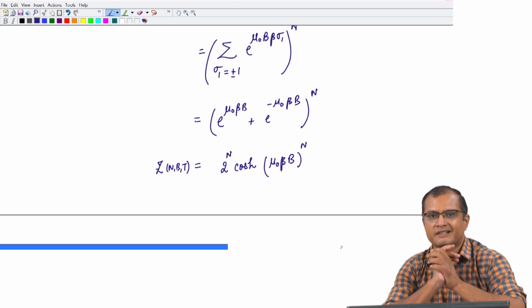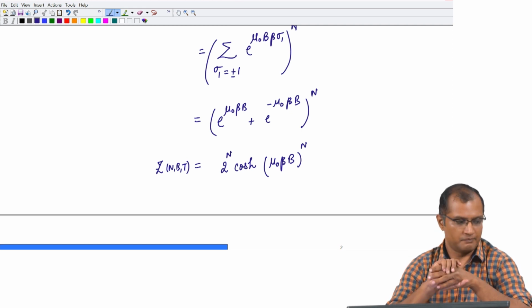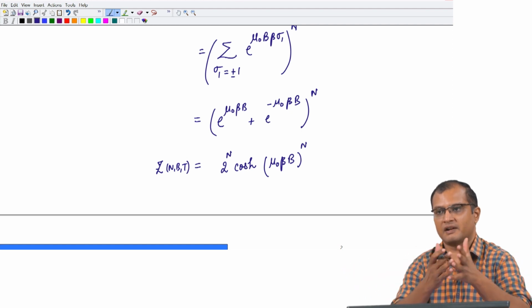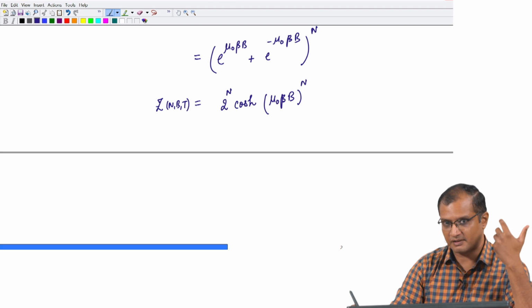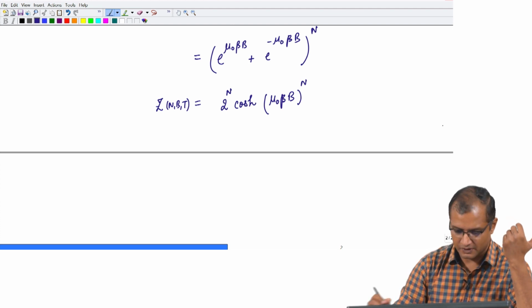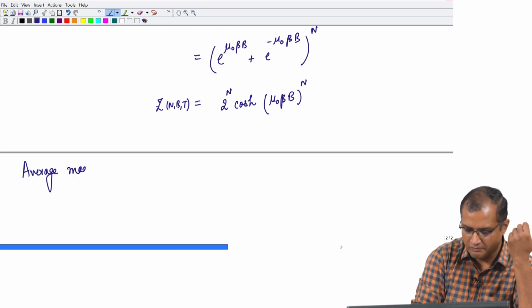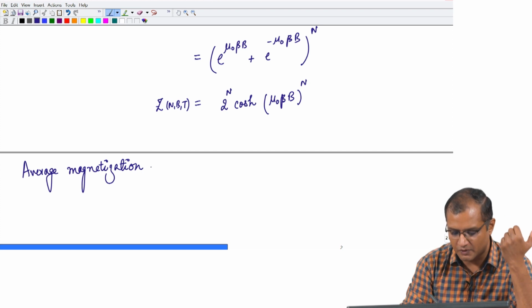So, you would be interested in the average magnetization of the system, because the magnetization of a microstate is a random variable, and when you are dealing with random variables you are interested in its averages or moments. So, the average magnetization is then very easily computed.